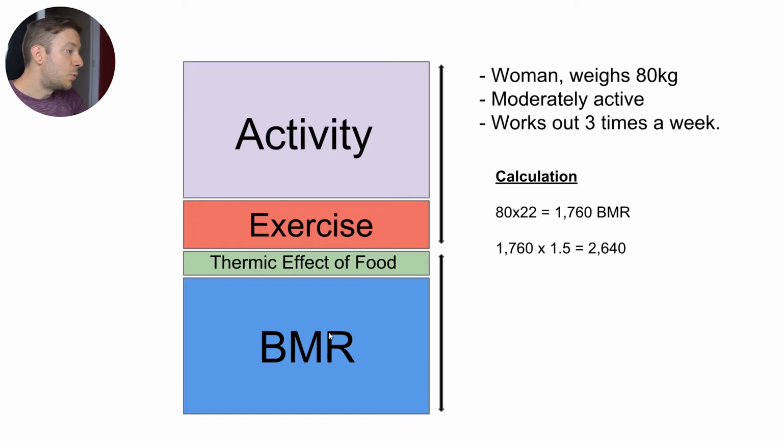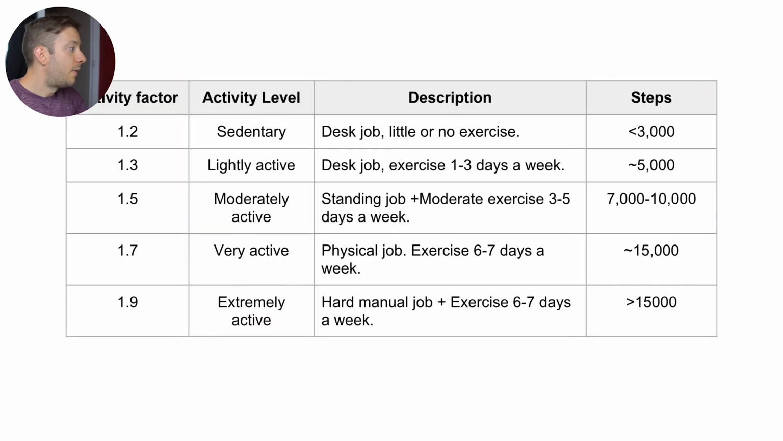So to lie down 24 hours a day, she would need 1,760 calories to survive, to not gain or lose weight. Now obviously she has a moderately active life. So we pick 1.5 from the table, which is moderately active, standing job, moderate exercise, 7 to 10,000 steps.